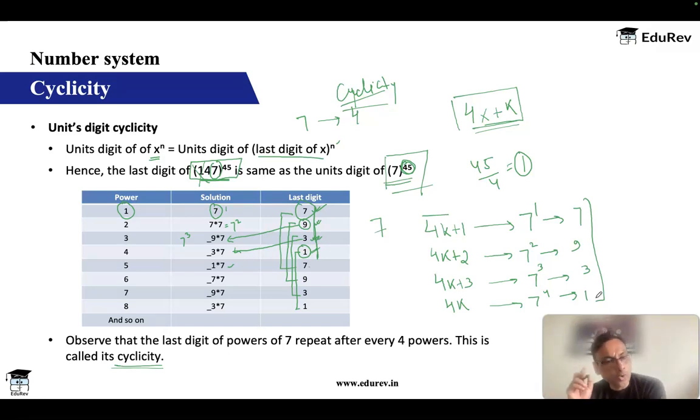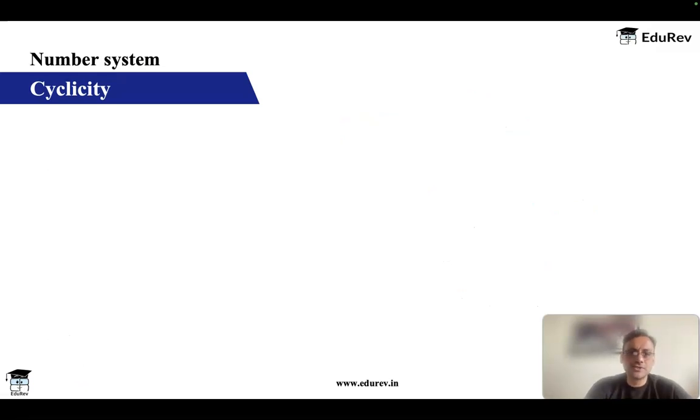So this is the format. Good thing is that all digits follow this same pattern. Same pattern means they have a cyclicity, not cyclicity of 4, but they all have cyclicity. Let's try and understand that. Let's start with number 0. 0 obviously has a cyclicity of only 1, because if 0 is in the last digit, any power of the number will end with 0.